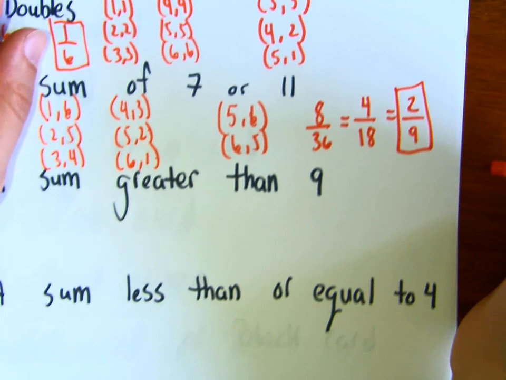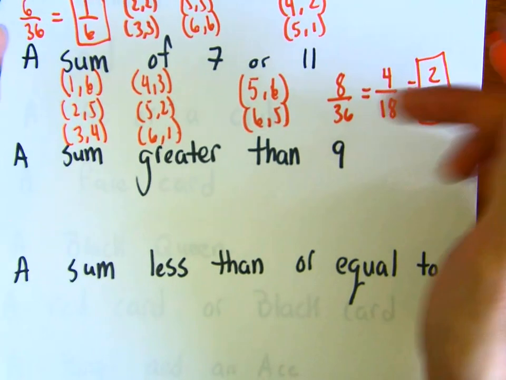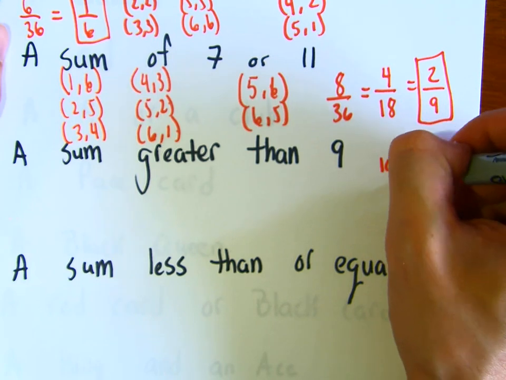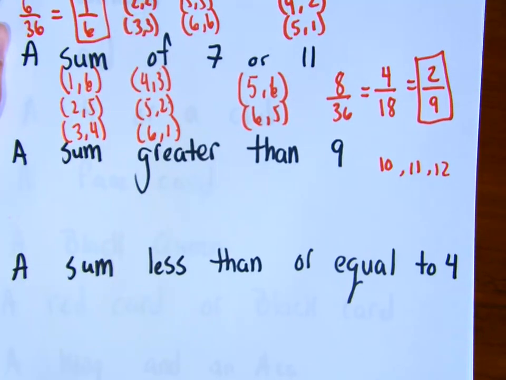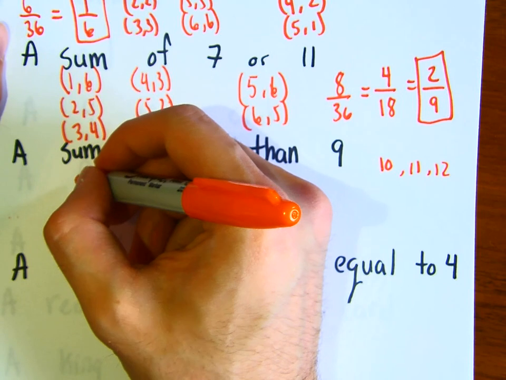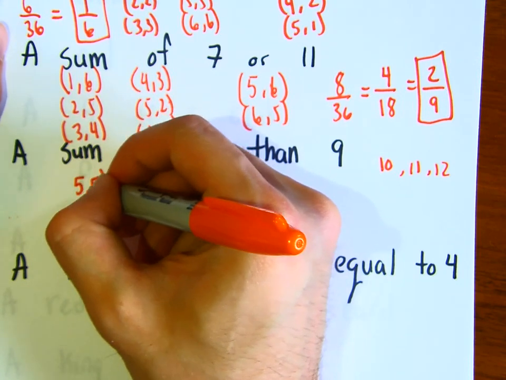Okie dokie. Sum of greater than 9. So if I get a 10, 11, or a 12, I'm okay. So how can I get a 10? I could do 5 and 5. I'm sorry, no.